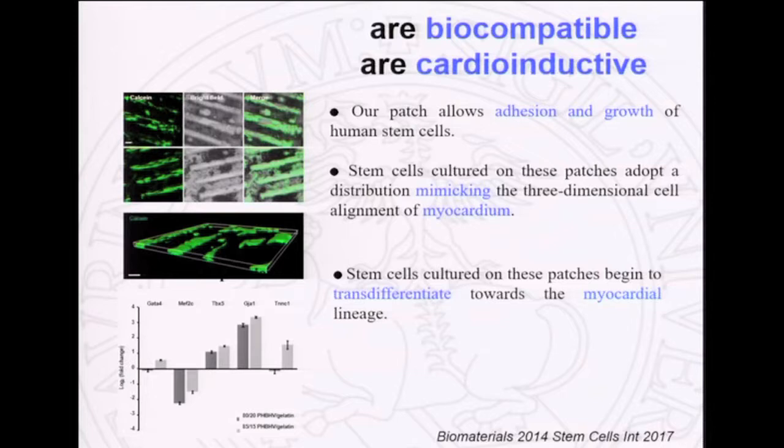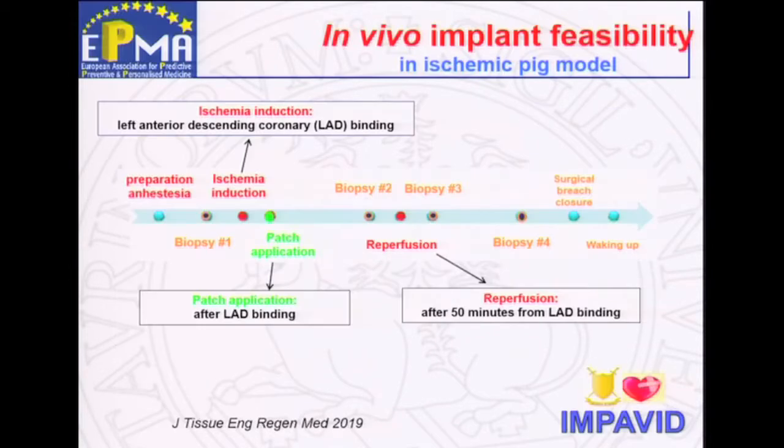So this patch allows adhesion and growth of human stem cells, and stem cells cultured on these patches adopt a distribution that mimics the three-dimensional cell alignment that we find in the myocardium. And finally, stem cells cultured on these patches begin their differentiation towards the myocardial lineage. They downregulate stemness markers, begin upregulating the cardiogenic transcription factors, and then later on, especially the cardiac precursors, they start expressing sarcomeric genes and then proteins. These are also data that we have already published.